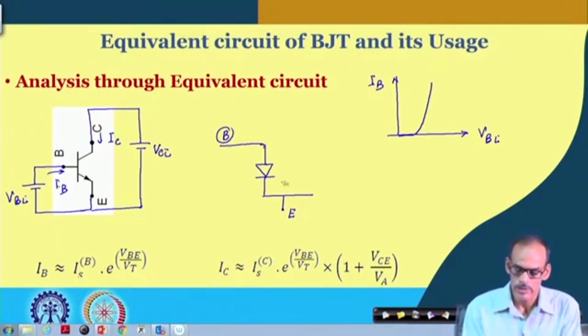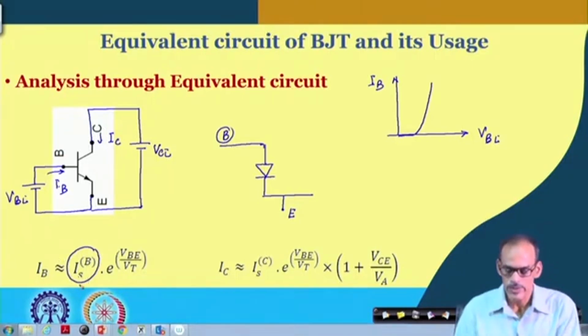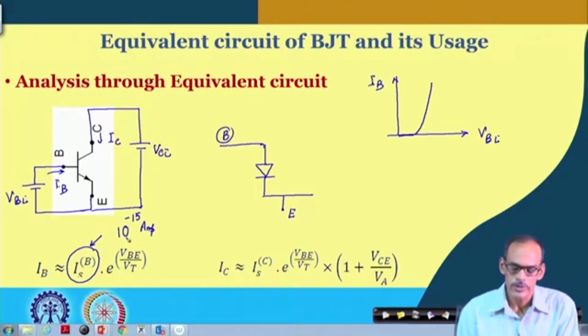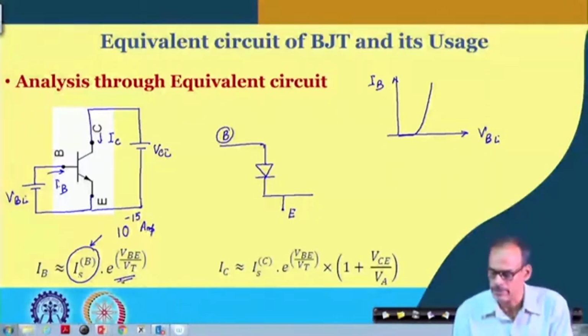Whatever the diode, its corresponding reverse saturation current is this one. Typically it is very small compared to a normal diode, but still you may say that the diode can represent its behavior, though the value of this one will be in the order of maybe 10 to the power minus 15 ampere. In comparison, for a typical normal signal diode, this will be 10 to the power minus 13 ampere. But then the exponential relationship is maintained.